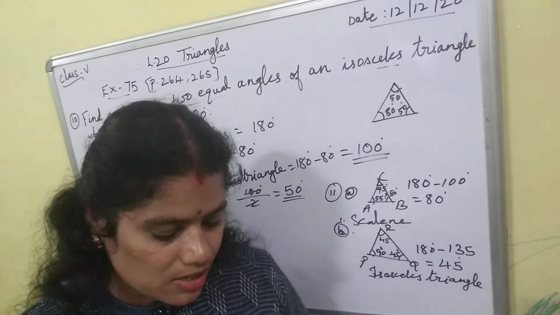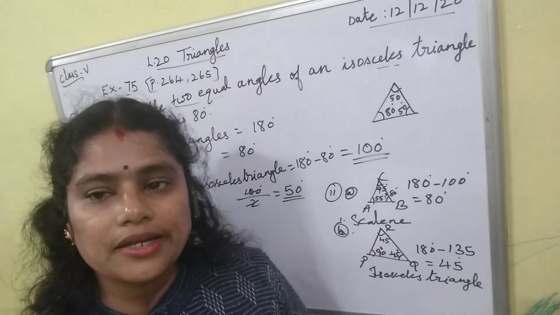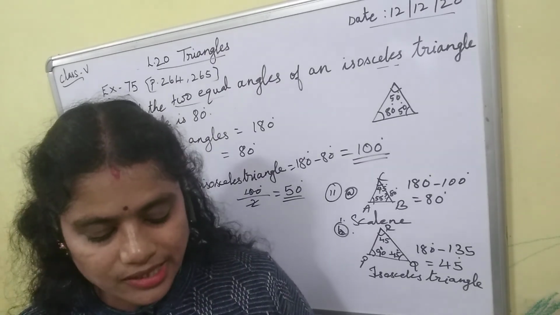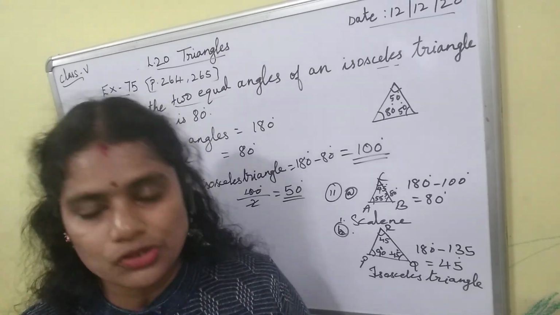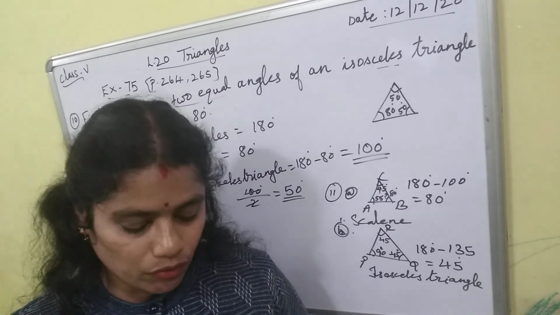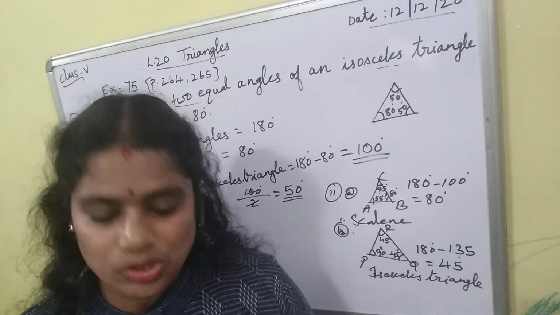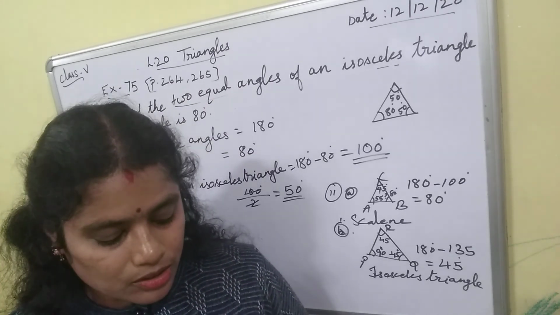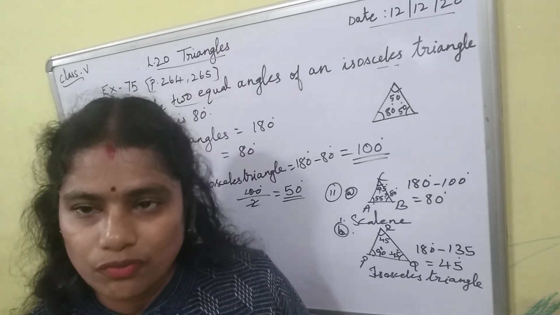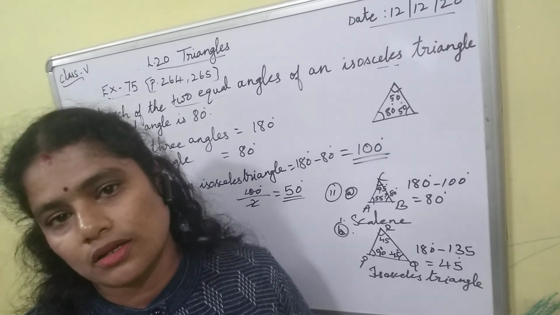Third one, C, is triangle XYZ. Angle X equals angle Y equals 60 degrees. Then triangle XYZ is dash.